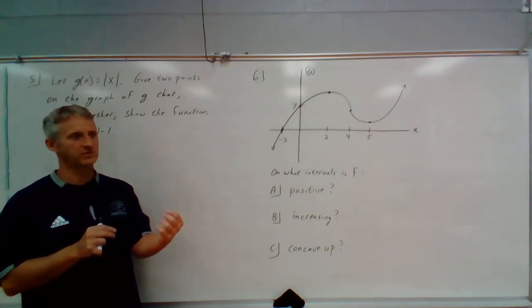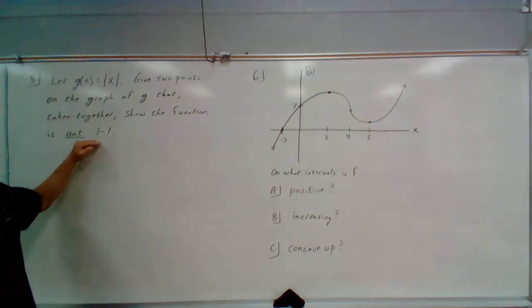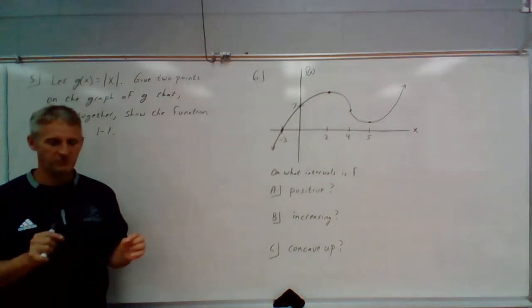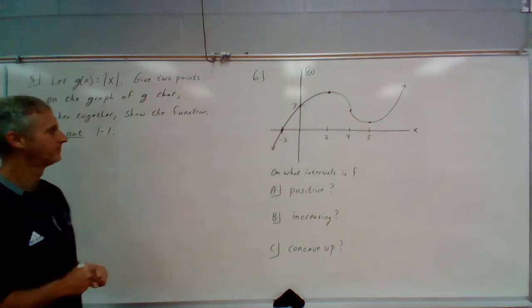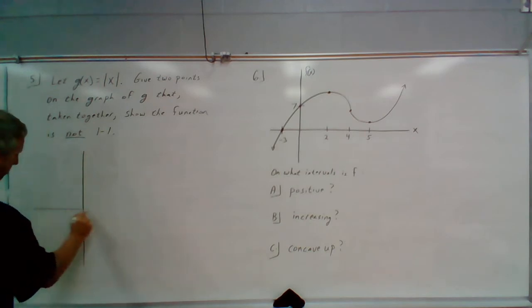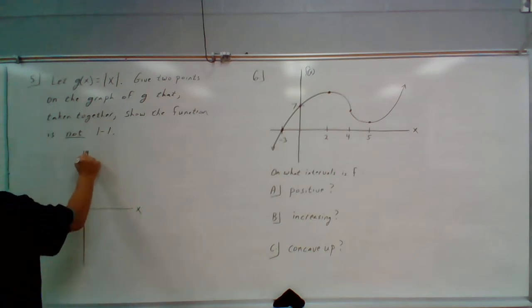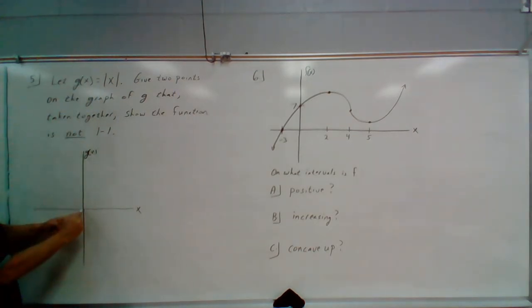Okay, so we want a function that fails the horizontal line test. So it'll not be 1 to 1. So we need to find 2 points that I can draw on the graph that I can draw a horizontal line through. All right, so let's make a graph of this. So x, g of x. All right, if I plug 0 into this function, I get 0. If I plug in a 1, I get a 1. If I plug in a 2, I get 2. If I plug in 3, I get 3, and so on.